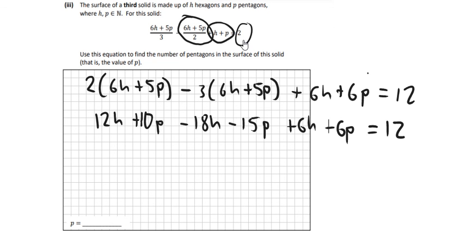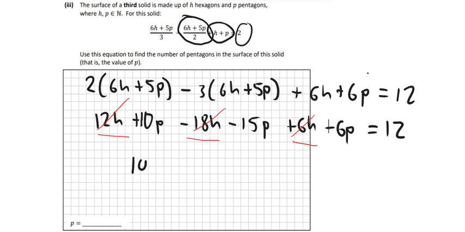So notice what happens here. Just look at the h's. You've got a 12h, you've got a minus 18h, and you've got a plus 6h. 12 minus 18 plus 6 is 0. So what happens is the h's cancel out here. Because if you add them all together, it ends up as 0. So the h's cancel themselves out, so you don't have to do anything to get rid of the h's, which works out nice.